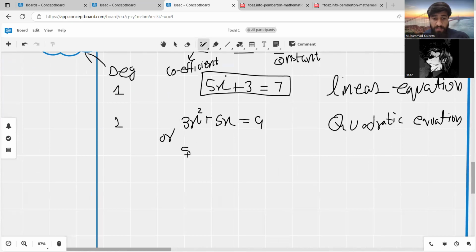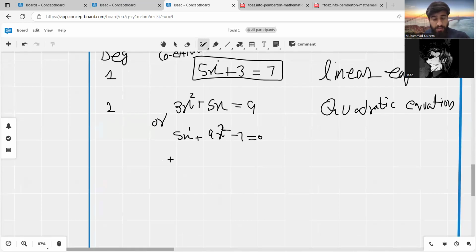Like if I write 5x plus 9x square minus 7 is equal to 0, can you please tell me which type of equation this is? Is this a linear equation, because here we have a 1? No, it's not linear. It's quadratic because we have to focus on the highest exponent. Even if it is not in the leading term, like if it is in the second term, it doesn't matter. We have to check it. If the highest exponent is 2, the degree is 2, that means a quadratic equation.